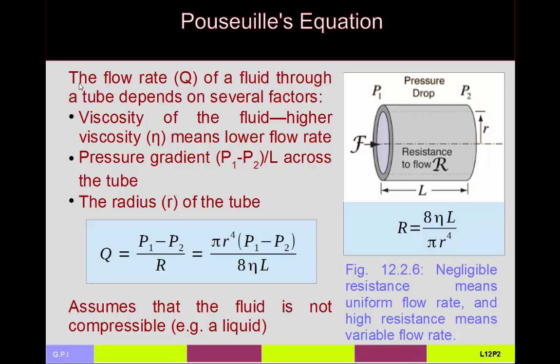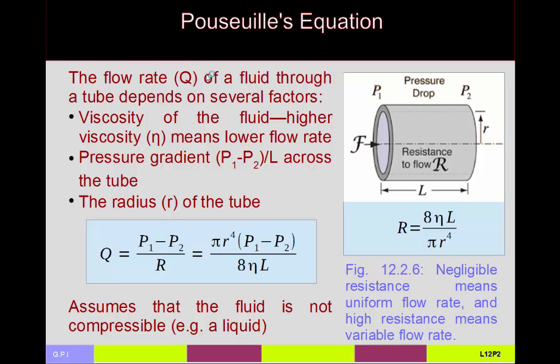So let's look at Poiseuille's equation, because basically what that does is allow us to quantify exactly what happens to this fluid as it's flowing through a container. What we basically have is a volume flow rate Q. Remember that Q is how much volume of the fluid flows per unit time, so how many liters per second, or how many cubic meters per second.